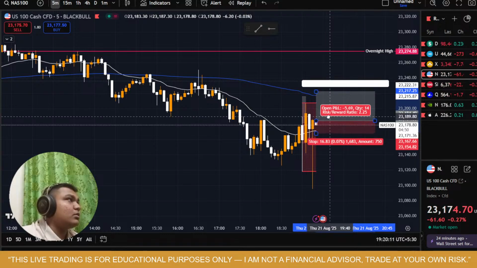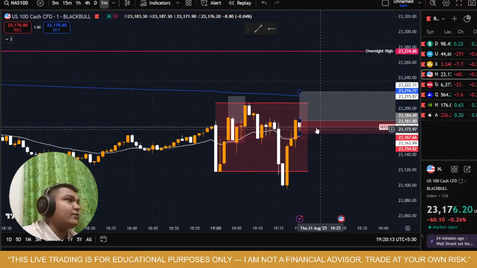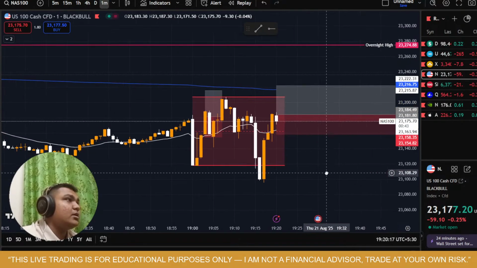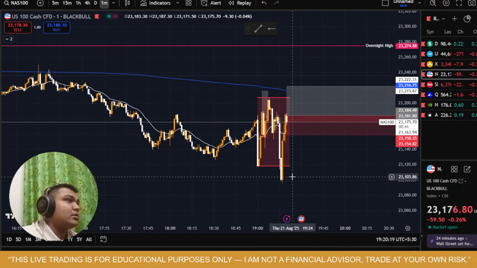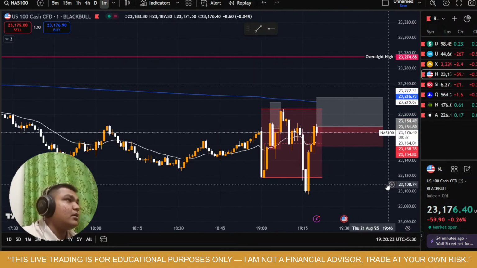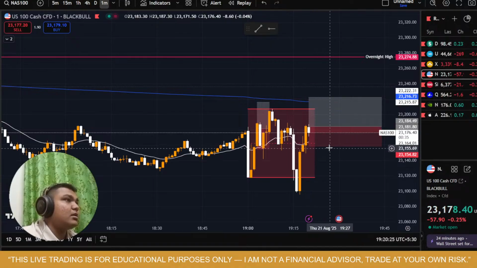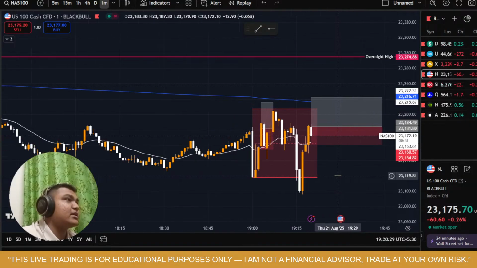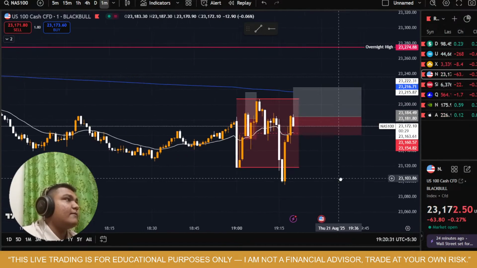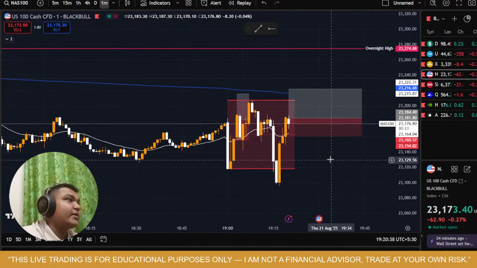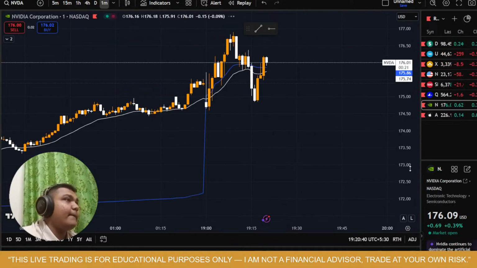So this is the 5-minute chart. If you want to take a trade, SL at the 1 minute EMA, 26 point SL, 23 point SL. No clean direction today. No clean direction today.